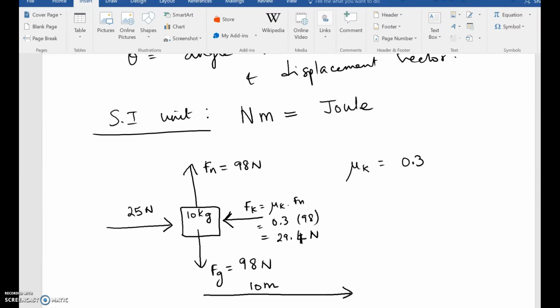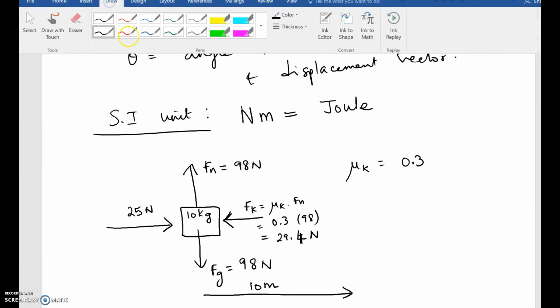If you look at the normal force, it is upward and the displacement is to the right. So the angle between normal force and displacement is 90 degrees. So the normal force is not going to do work. So the work done by the normal force is 0. Same is the case with gravity. For gravity, it's downwards and the displacement is this way. So there is a 90-degree angle between force and displacement. So gravity also does no work.